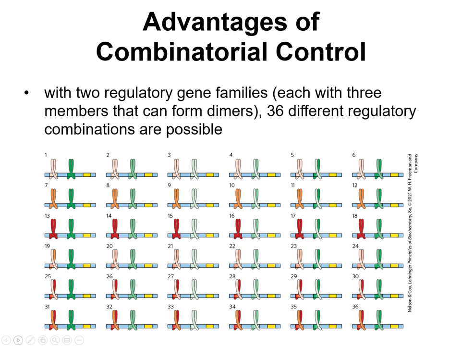So let's talk about the advantages of using combinatorial control. Let's say that you have two regulatory gene families, and each of those two families has 3 members that can form dimers. If you do out all the possibilities, you've got 36 different regulatory combinations that are possible. Now just think about how you can have 36 different activation states, because that's what we're really talking about here. Each of these combinations gives you a slightly different amount of transcriptional activity.